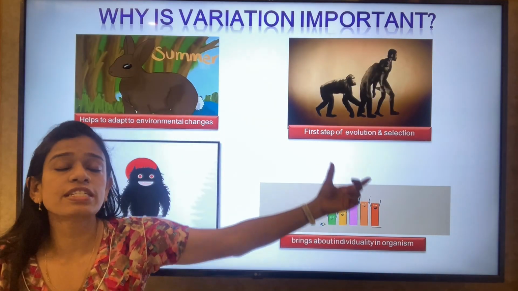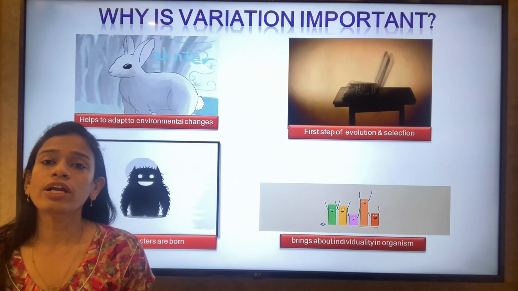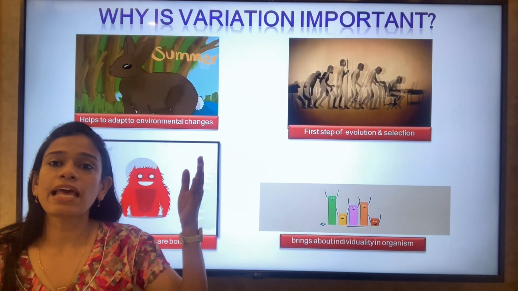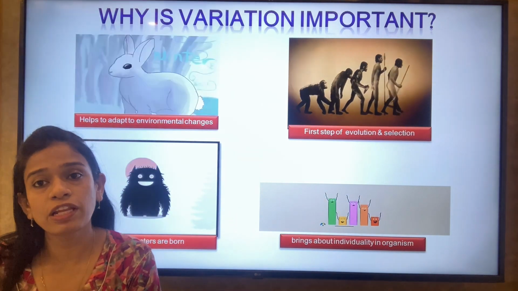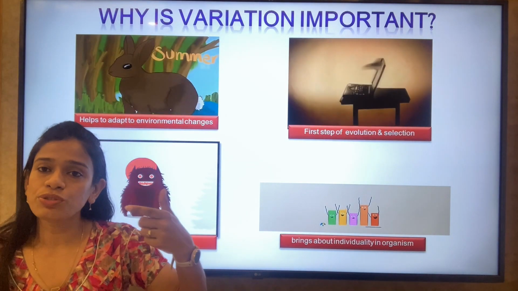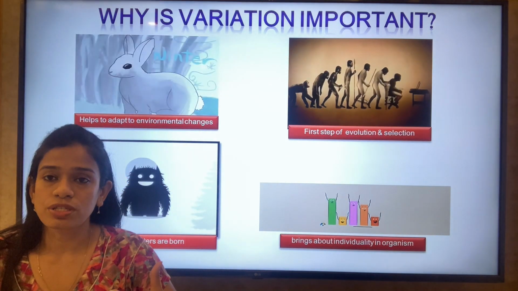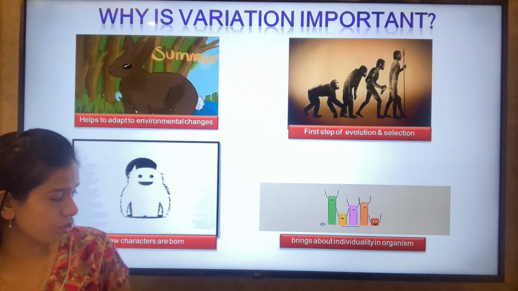It is the first step of evolution and selection. In order to evolve, things need to change. If the same thing continues, evolution will not happen. So in order to evolve, it has to have changes, and changes means it has to have variations.